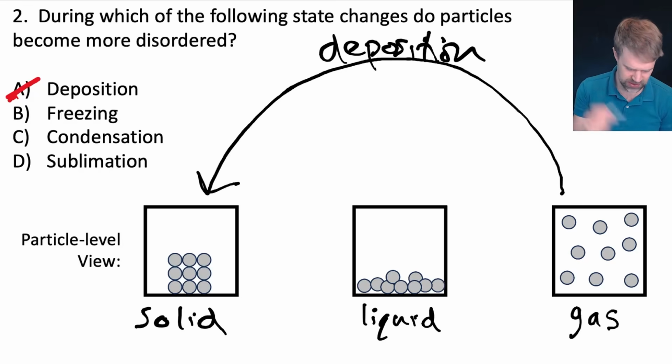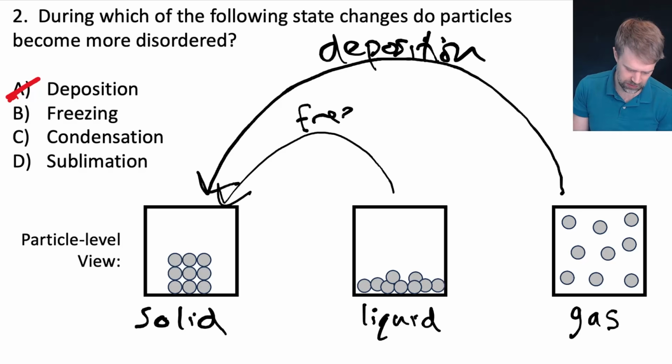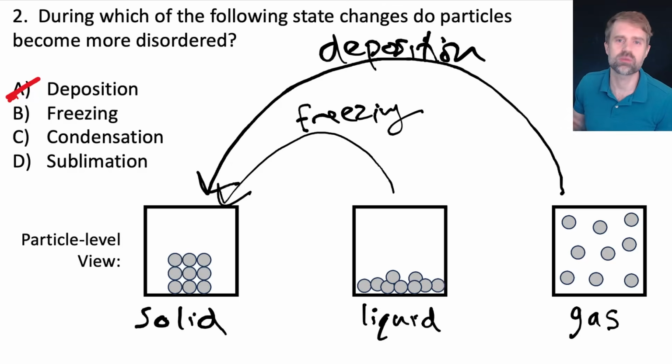Freezing. What's freezing? Well, most people know what freezing is, okay? Freezing is liquid to solid. Okay, that's freezing. Water freezes, turns into ice. What happens to the disorder of the particles? We have kind of messy liquid going to very neat organized solid. So the particles become more organized, not more disordered. Okay, so we're going to cross this off.